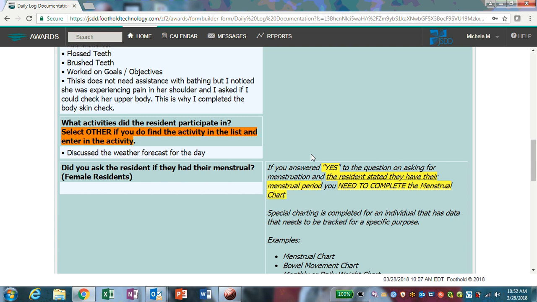Also, the activities with the resident. Make sure that this has at least one item. You actually can't save this form without at least one item. But make sure you review this too.